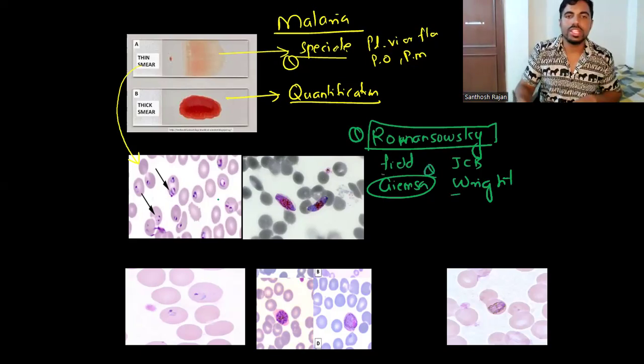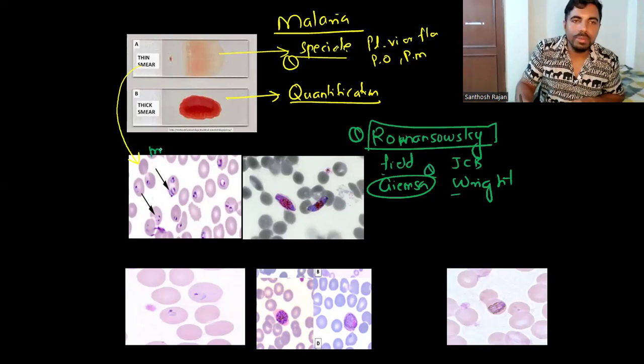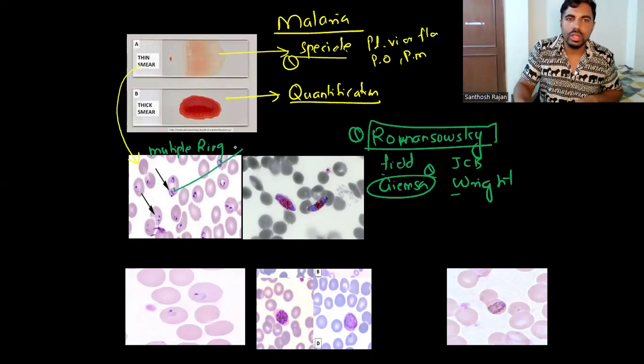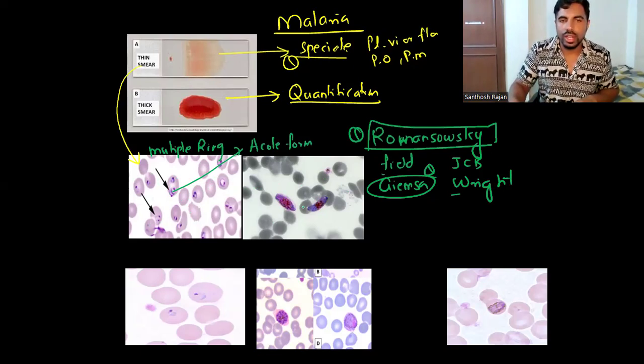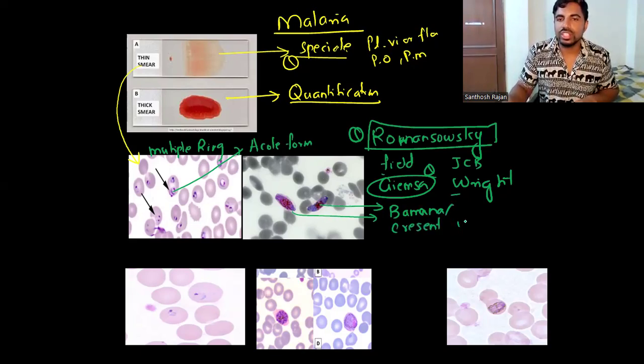So this is the peripheral blood smear they've given you and they tell you to identify what this is. If they say, look at this, multiple rings, I'm seeing multiple rings, and there are some forms called accole. Accole is like an earphone, accole form. Accole form, okay? And also, look at this. I'm looking at a banana shaped or crescent shaped gametocyte.